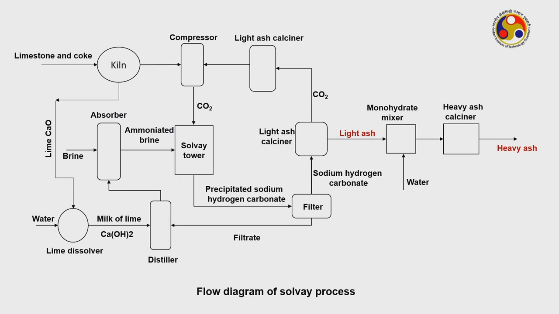You have the limestone and kiln coming here. If I write it down here, CaCO3 gives CaO plus CO2. So, CaO comes here, and CO2 enters the compressor. It is compressed and sent to the Solvay's tower. And what do we have here in the brine? In the brine, we have NaCl plus H2O plus ammonia. This is called the ammoniated brine.